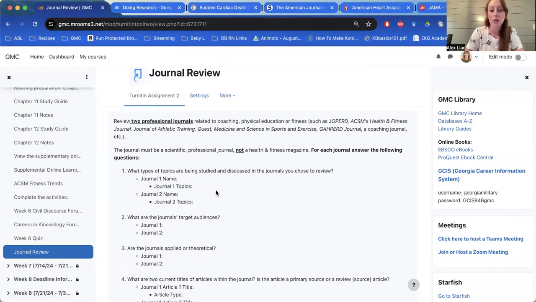When you are doing this, remember, it must be a scientific professional journal, not a health and fitness magazine, not some online magazine. It has to be something that's reputable within the scientific community. So again, it's going to be a journal produced by a university or by some scientific organization or association.